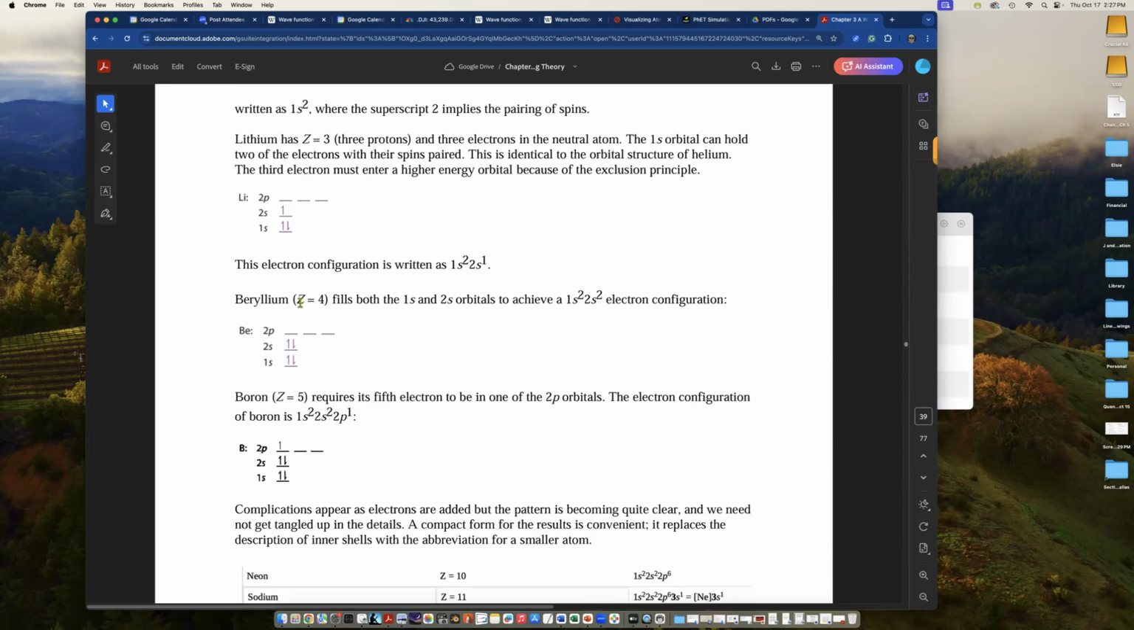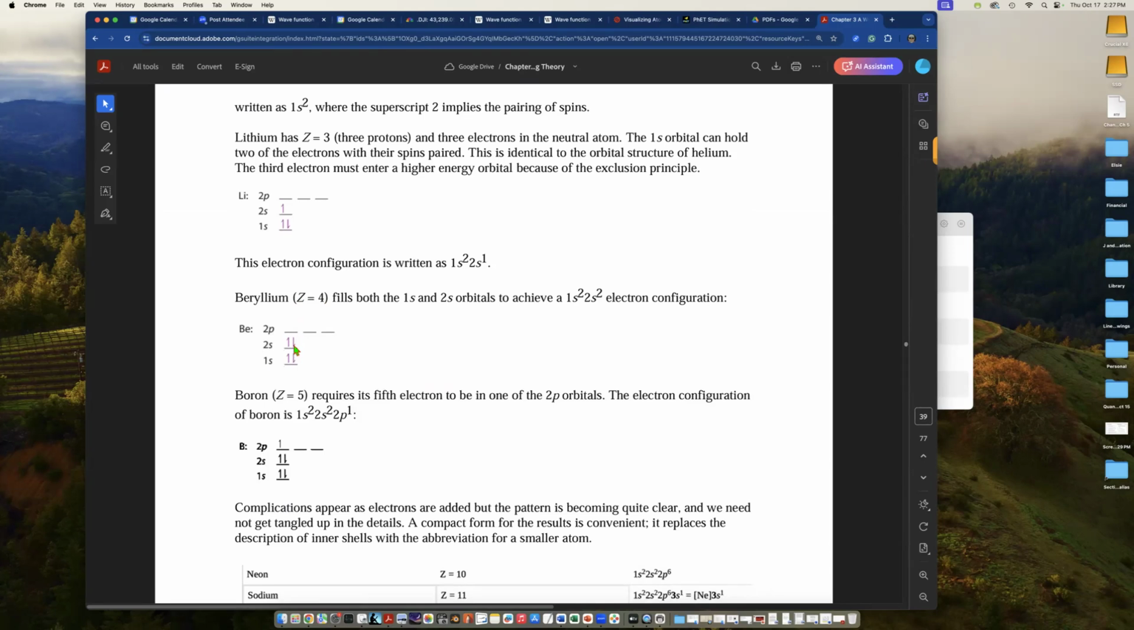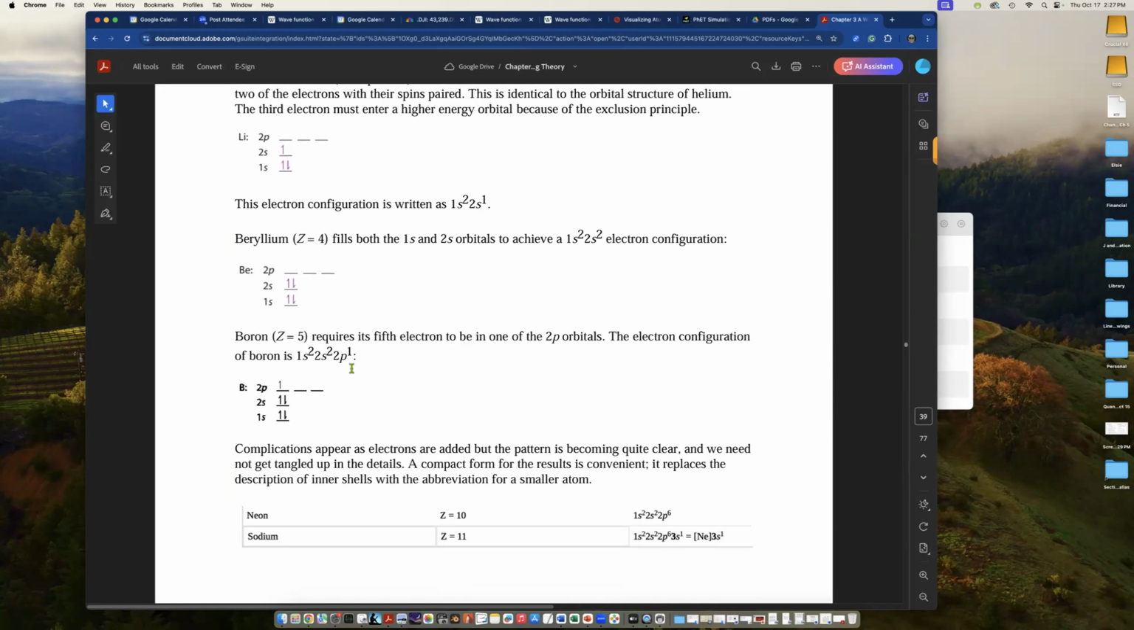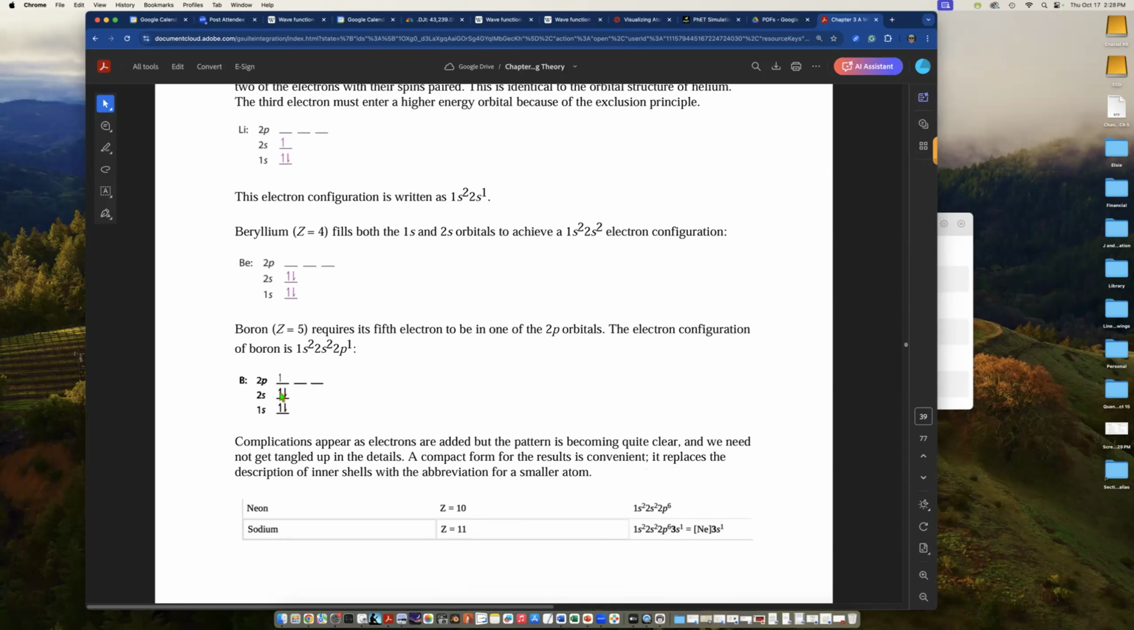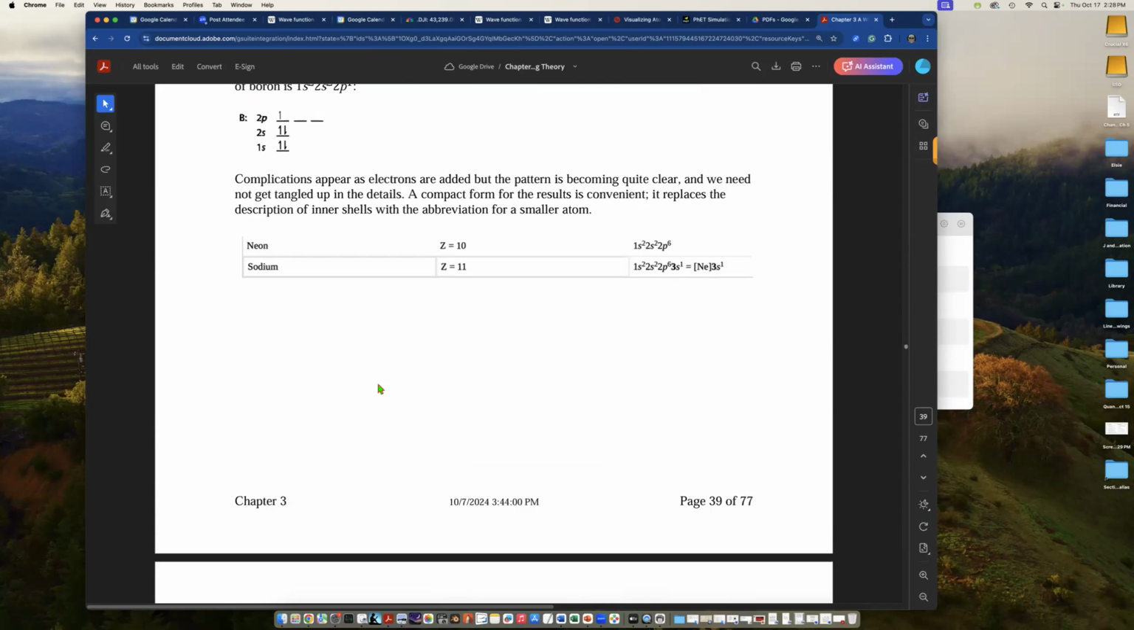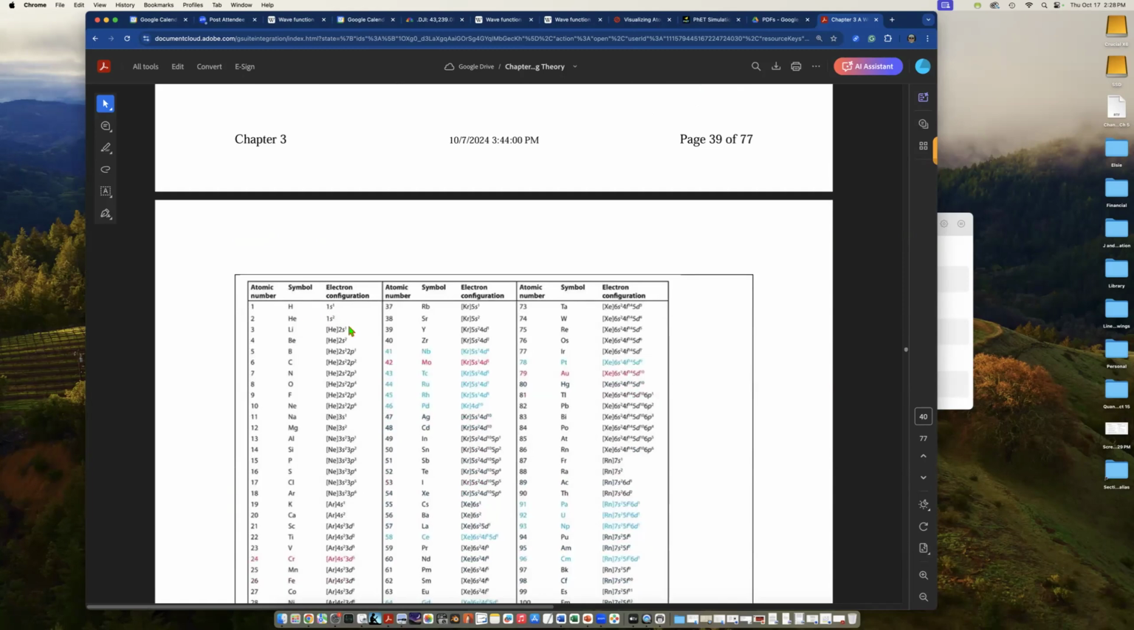Here's beryllium. Now we have 4 protons, and there's room for another electron. And this keeps growing like this. We don't have to go through the gory detail. Here's boron. Notice, as we build this, there's never a case where the spins are the same in the same energy level. And then chemists have this terminology.